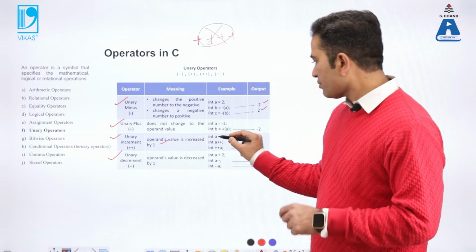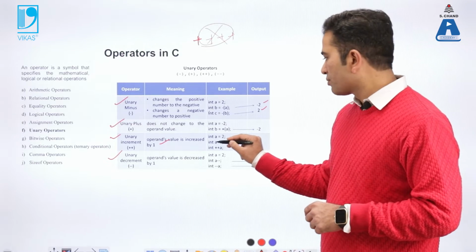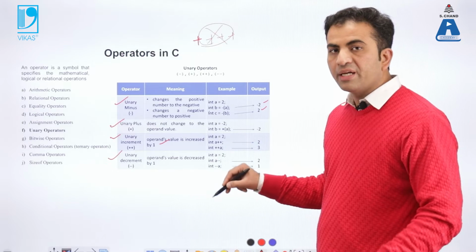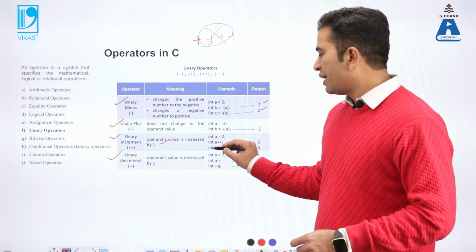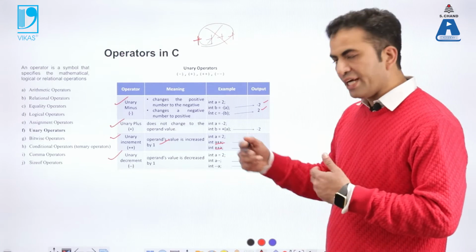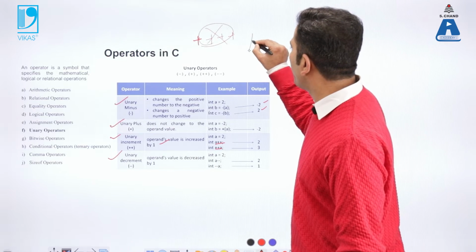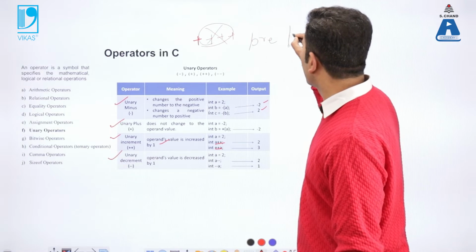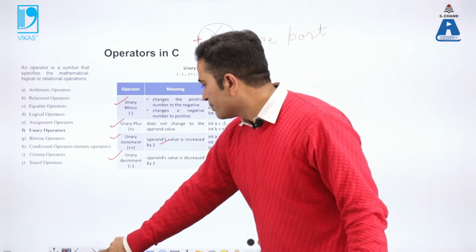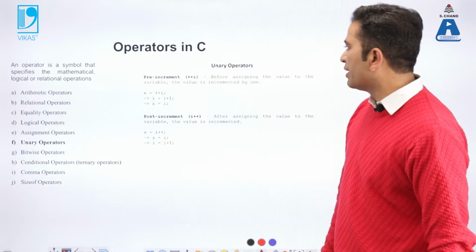Let's understand with the help of an example. If I say A equal to 2, a plus plus, that means the value of a will be increased by 1. Now, a plus plus and plus plus a, in this unary operator two concepts come: pre-increment and post-increment. In the next slide we will focus on pre-increment and post-increment.